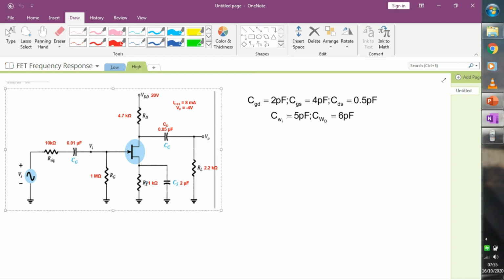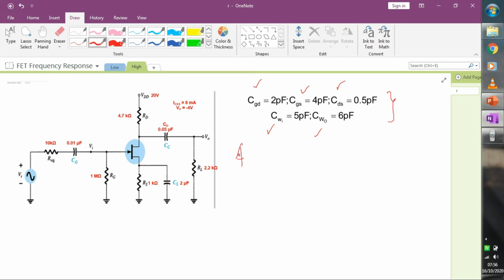The first step for analyzing a certain FET for high frequency response is to compute for the voltage gain. And by the way, you cannot solve or analyze high frequency response without your internal capacitances, the junction capacitance and the wiring capacitance. So for this FET, the value of AV is equal to GM times the parallel combination of your drain resistance and load resistance.